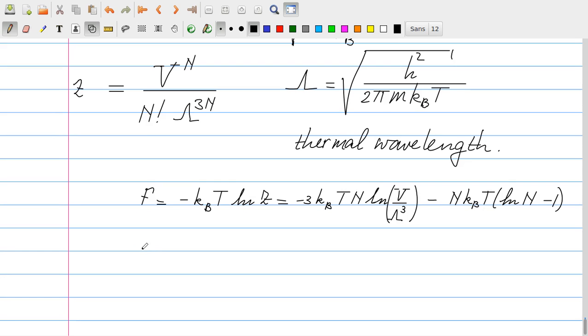And now what you can do is you can calculate, and this is a nice exercise, the pressure. So P is minus dF/dV at constant N and T, and what you will find from that is that P times V is n kBT. So that's the equation of state for the ideal gas.